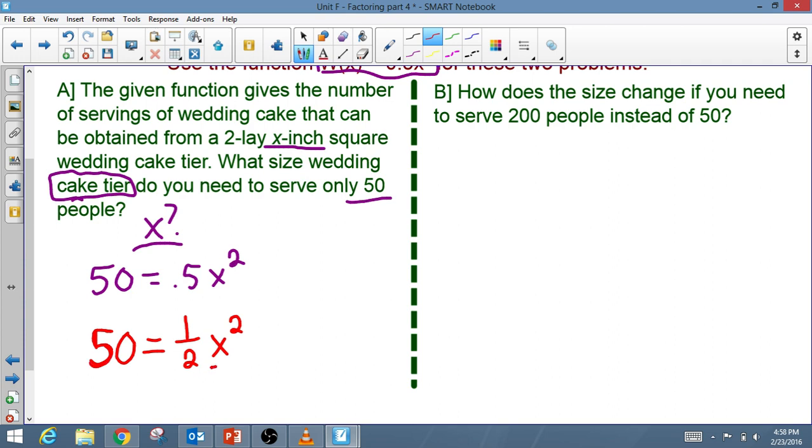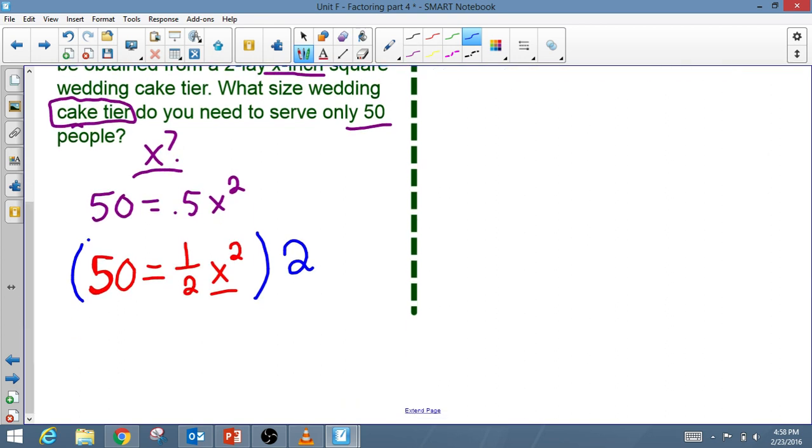If our goal is to get x alone, that means we need to get rid of 1/2. 1/2 means dividing by 2, and our opposite operation for dividing is multiplying. So we need to multiply this whole thing by 2. So when we multiply both sides by 2, we will get 100 equals, the 1/2 cancels, and we just have x squared left.